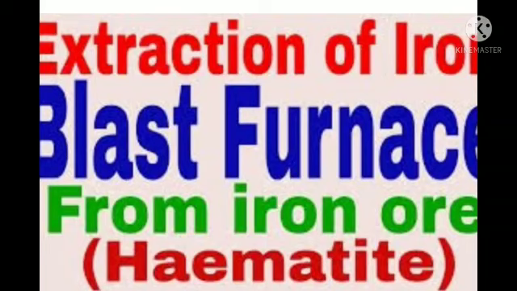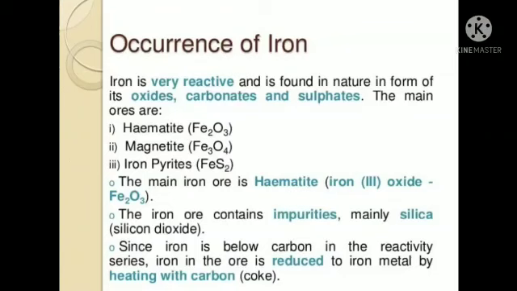See, iron is the second most abundant metal found in the earth's crust. Most available metal is aluminium, and next to aluminium is iron. Aluminium is a highly reactive metal, like that iron is also highly reactive, and it occurs in nature in the combined state. Since it is more reactive, it easily combines with other elements, and exists in the form of oxide ores, sulfide ores, and carbonate ores.